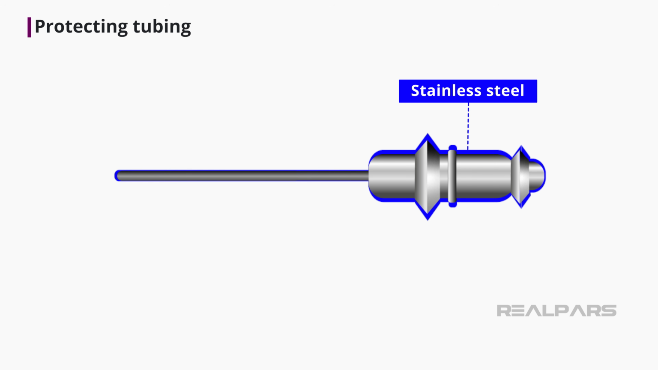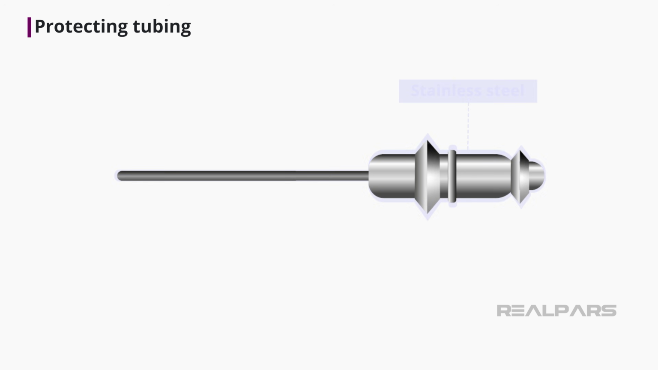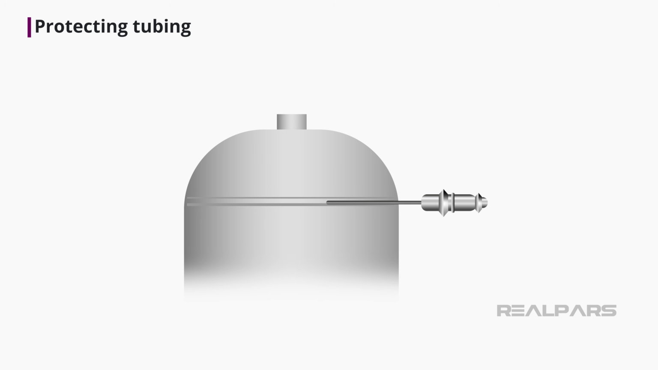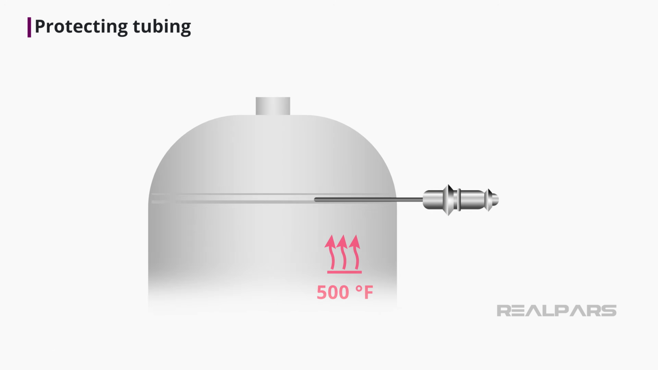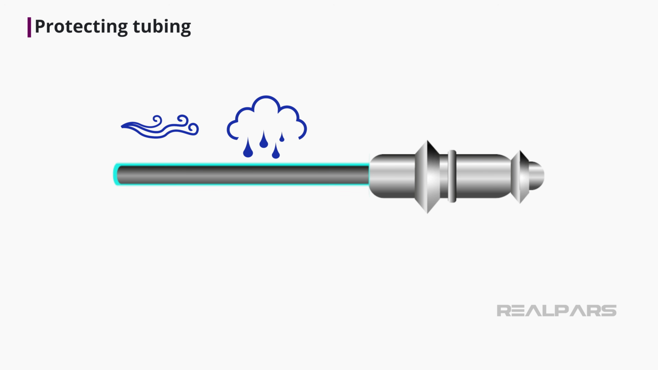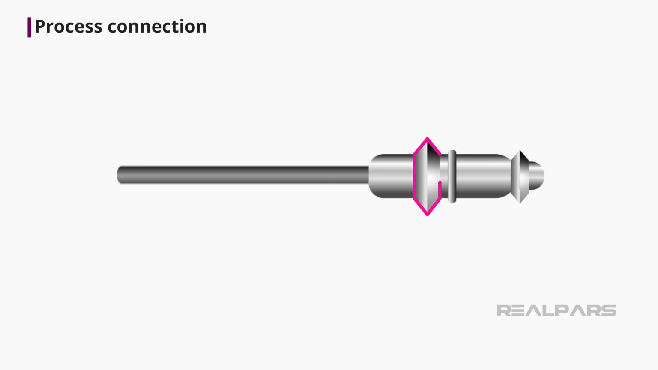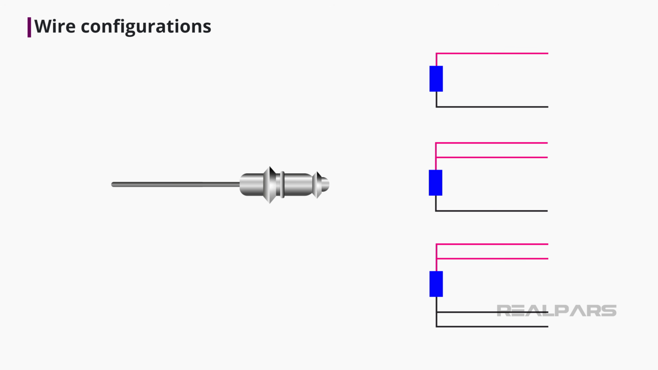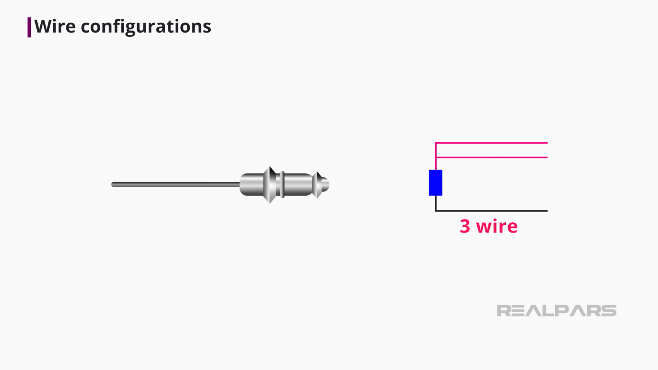The protecting tubing is mostly made out of stainless steel, which can be used for assemblies up to 500 degrees Fahrenheit. Since the assembly is often exposed to outside environment and moisture, this tubing adds protection to the device. The process connection is a standard fitting. There are several wire configurations of RTDs available: 2, 3, and 4 wire. The 3-wire RTD is the most commonly used in industrial applications.